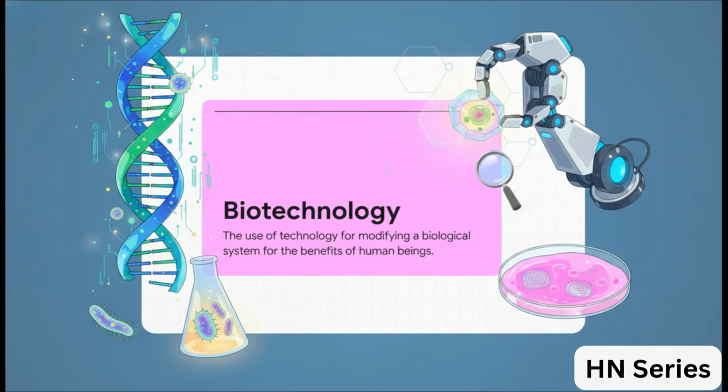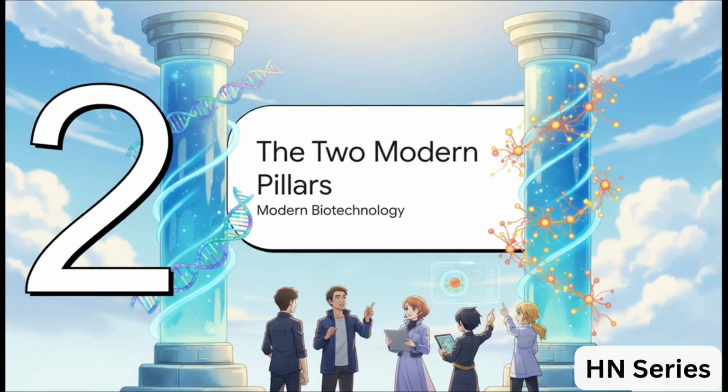The textbook definition. At its heart, biotechnology is all about using technology to tweak a biological system for our benefit. It's about taking something alive, could be a tiny microbe, a plant cell, you name it, and using it as a tool to make things that improve our lives. Simple as that.